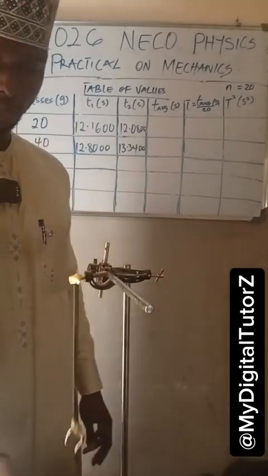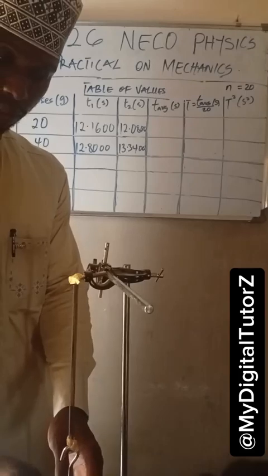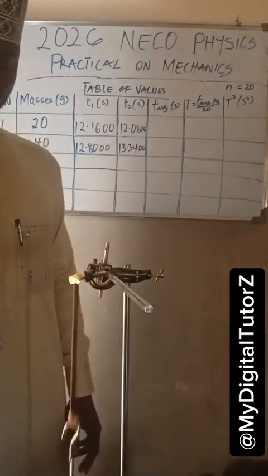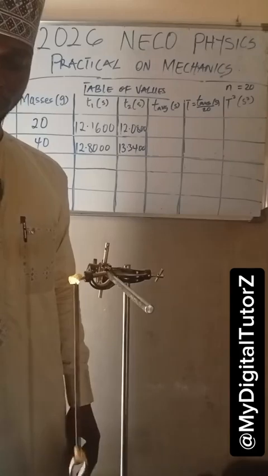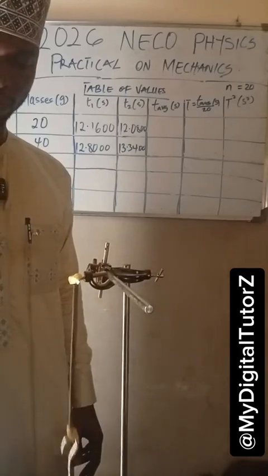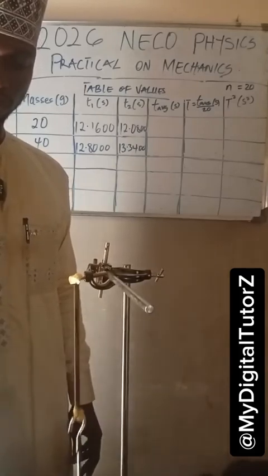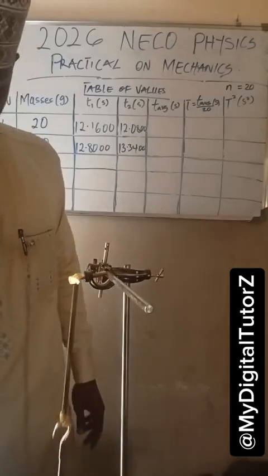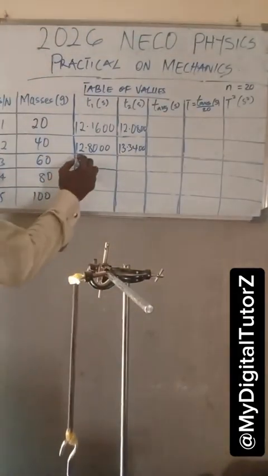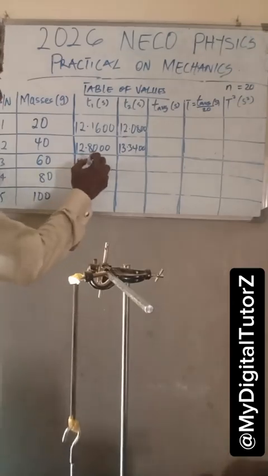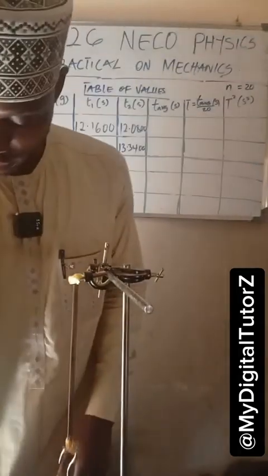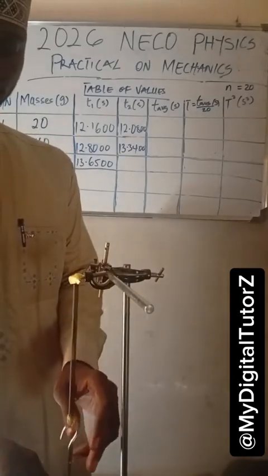Okay, I don't like the way it is dangling, so again, slightly. I'm about to start. 1, 2, 3, up to 20. So for 20, here I have 13.6500. Okay, so let's reset our stopwatch, move again.